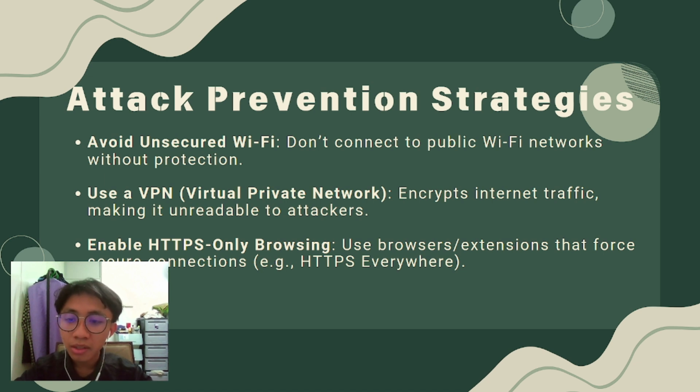Next is to use a VPN, which is a virtual private network. It encrypts internet traffic, making it unreadable to attackers. Using a VPN, we can sort of hide ourselves from these attackers, so we're like invisible to them.